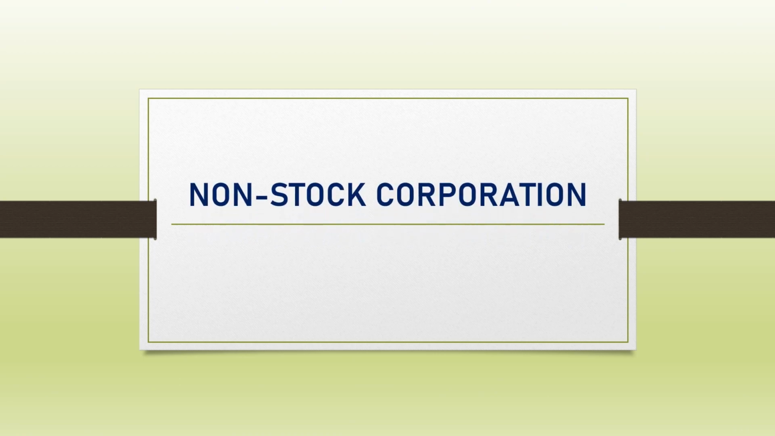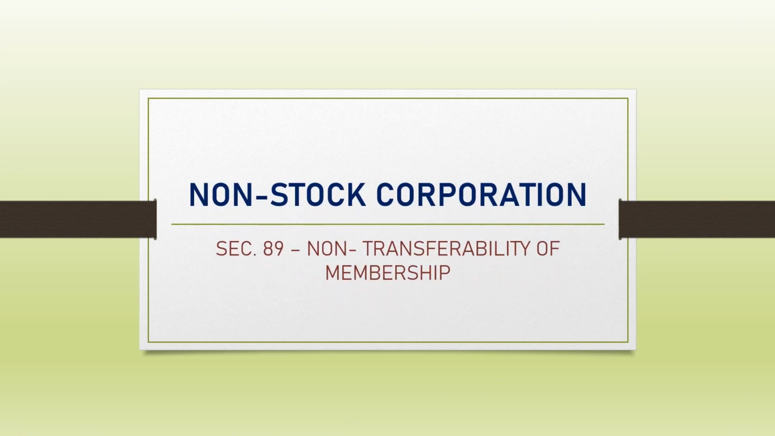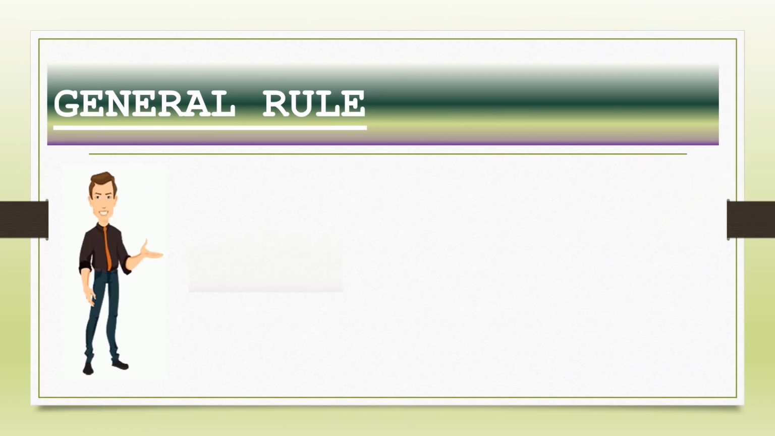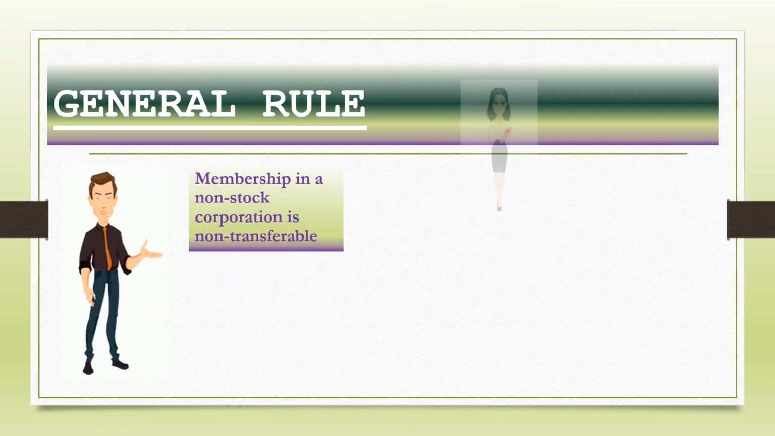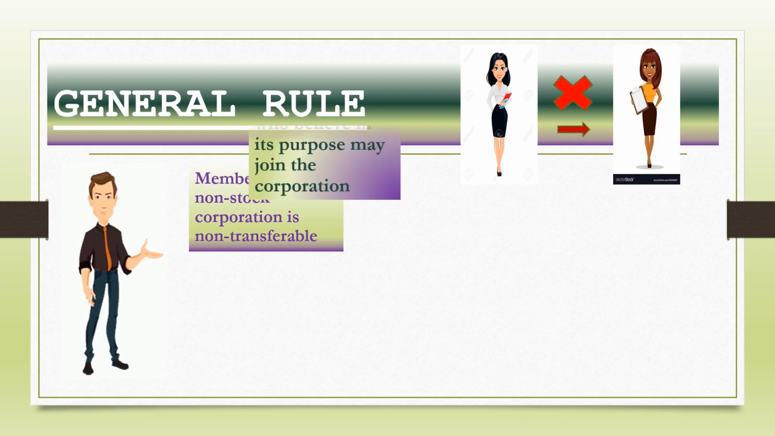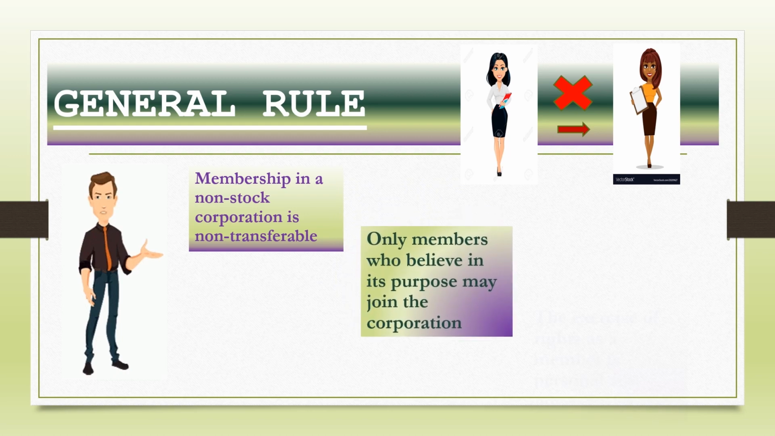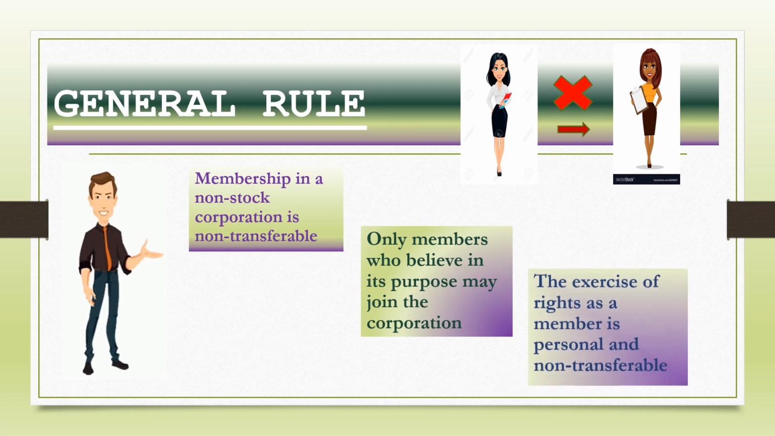Non-stock corporation. Section 89. Non-transferability of membership. Membership in a non-stock corporation is non-transferable. Only members who believe in its purpose may join the corporation. The exercise of rights as a member is personal and non-transferable.